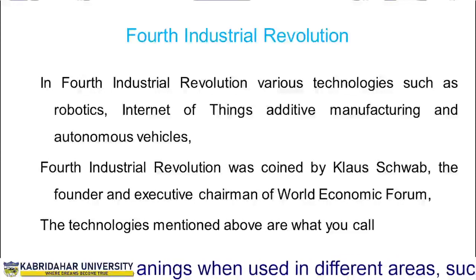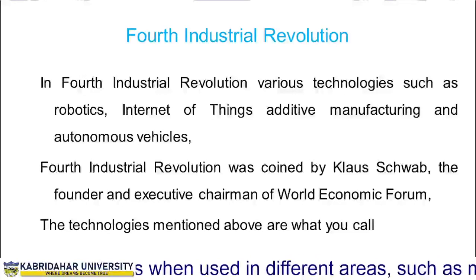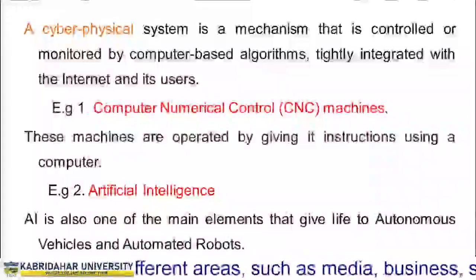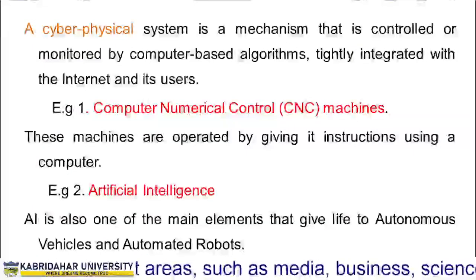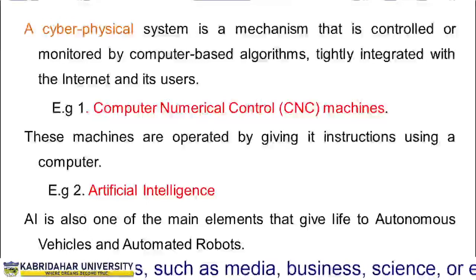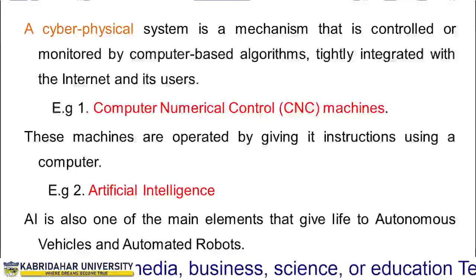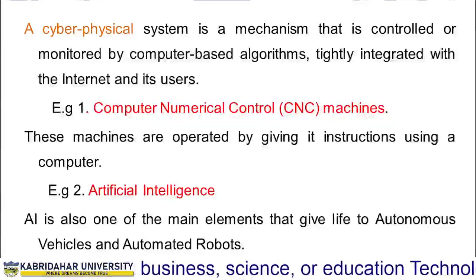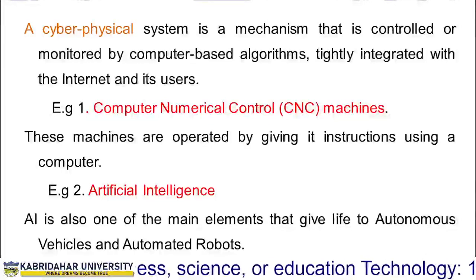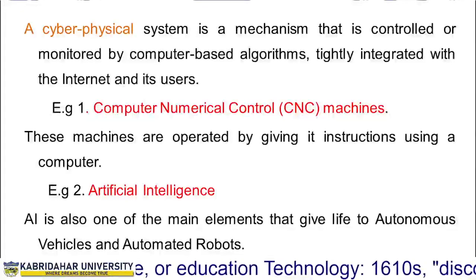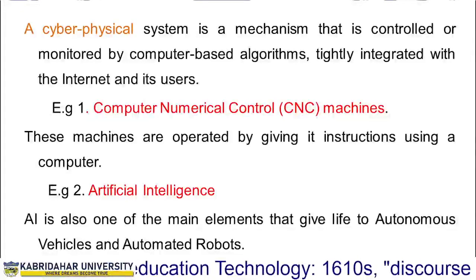The technologies mentioned above are what we call cyber physical. So what is cyber physical? A cyber physical system is a mechanism that is controlled or monitored by computer-based algorithms. Algorithm is the way of representation of computation, which was developed by Al-Khwarizmi, tightly integrated with the internet and its users.